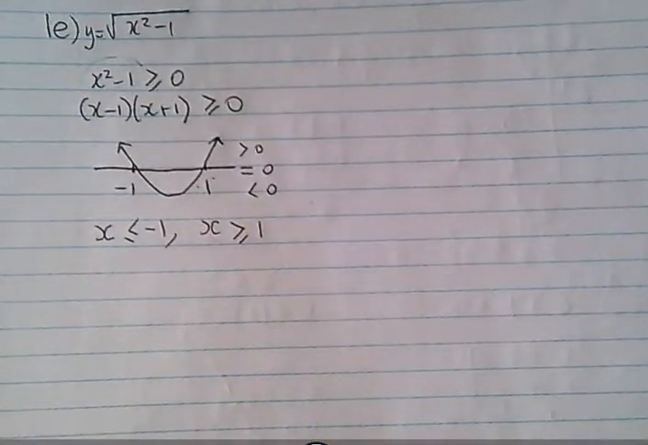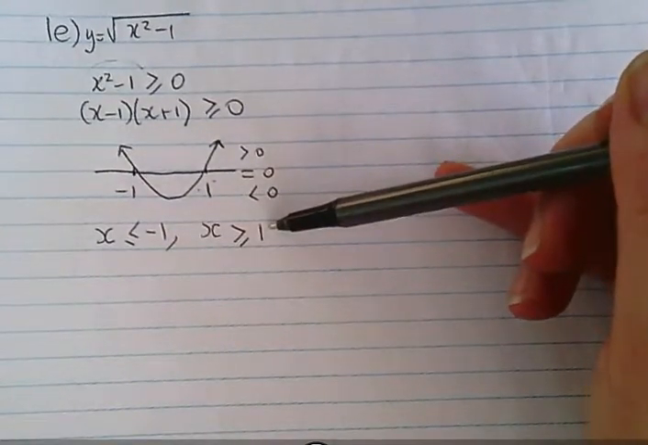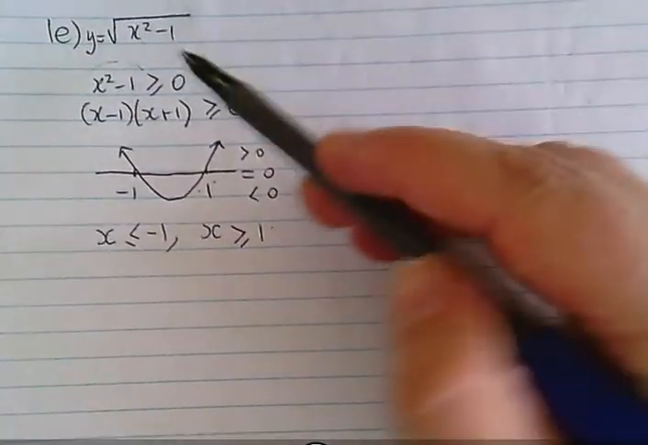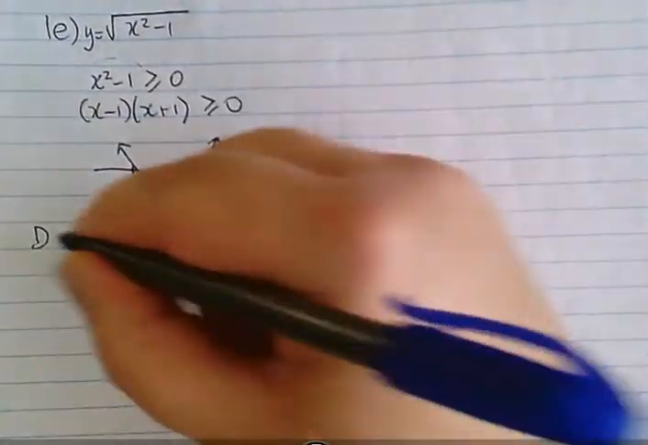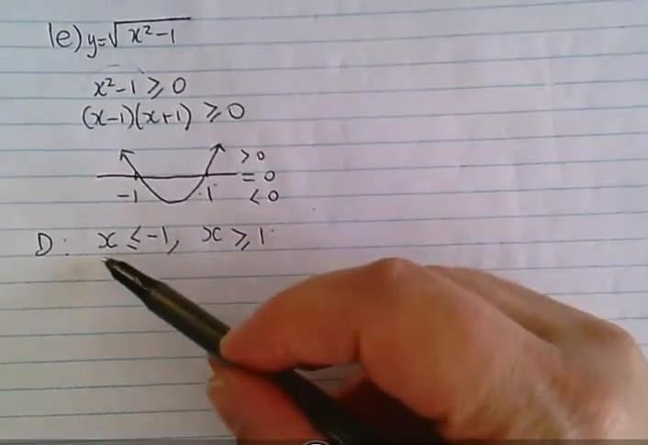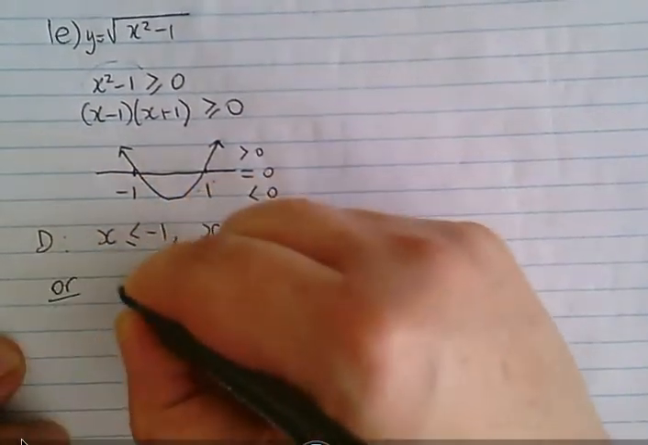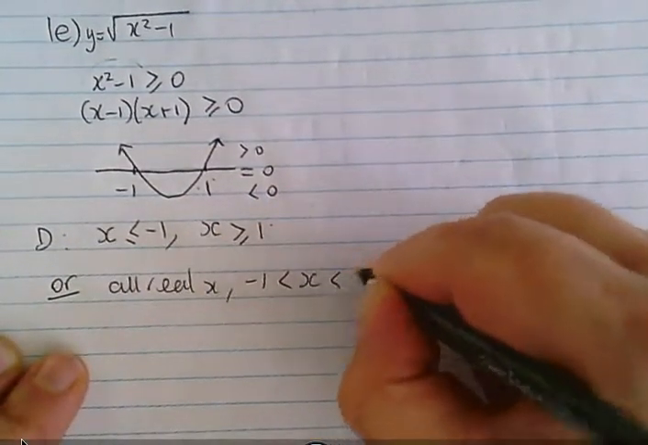Now let's just see the values that we're going to get. Let's do the positive ones. Let's say x was 2. Let's say x was 1. What do you get for y? All right, so our domain, you can write it two ways. Our domain would be x is less than or equal to -1, x is greater than or equal to 1, or you could write it as all real x, but you're not allowed to have -1 to 1.